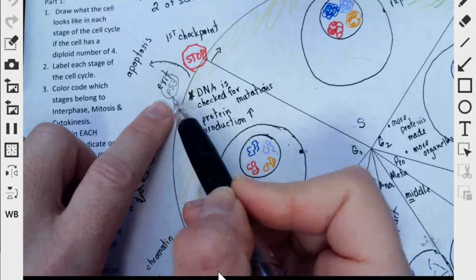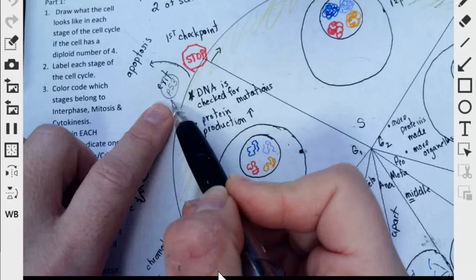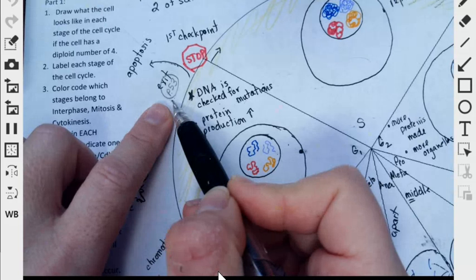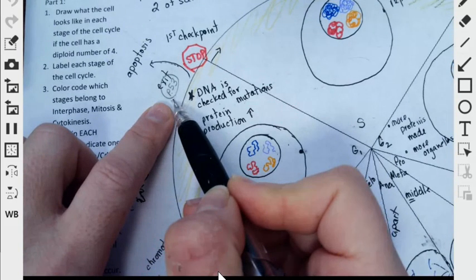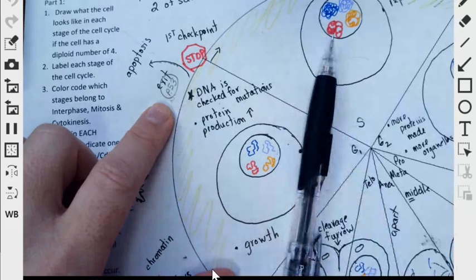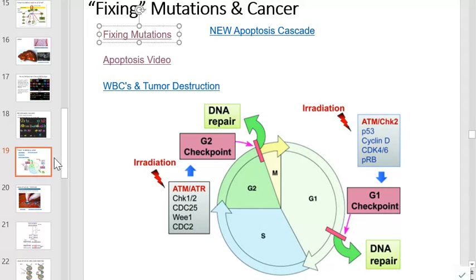And unfortunately, in a lot of cancers, the reason why someone has a cancer cell is because their P53 protein is not working as it should. If a cell gets mutations, P53 should be activated and the cell should initiate apoptosis, okay? In cancer cells, their P53 lots of times isn't working.